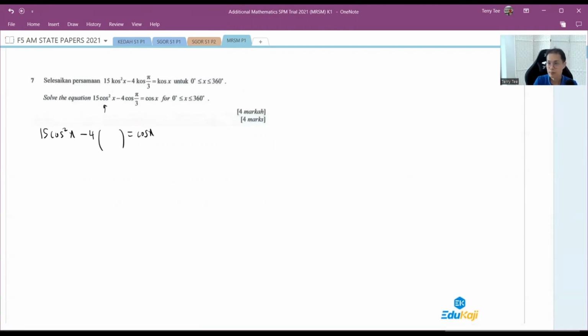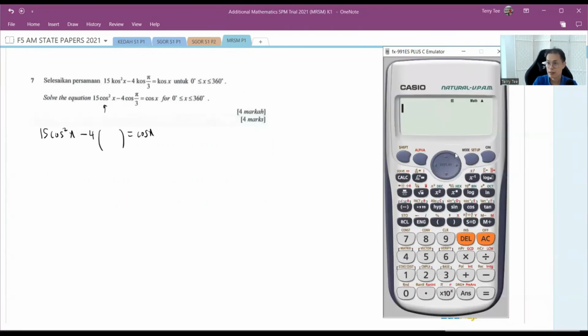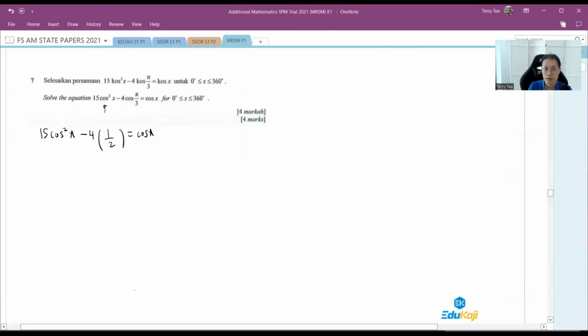You use your calculator here. Now just change your calculator to radian mode, shift mode, number 4 for radian. Press cos pi over 3. You should get 1 over 2. Now, I know those who don't have this calculator, you can still do the 570 MS, the gray calculator. It can also do this. But I think you will get 0.5. Yeah, the answer will be 0.5. But change your calculator to radian mode, right, so that you can find this value directly. So I'm going to put a half here, 0.5 or half.